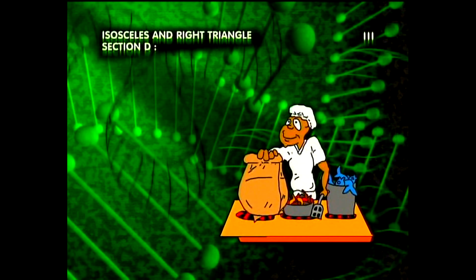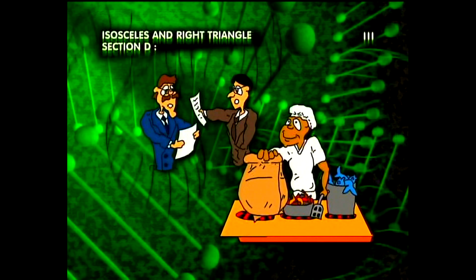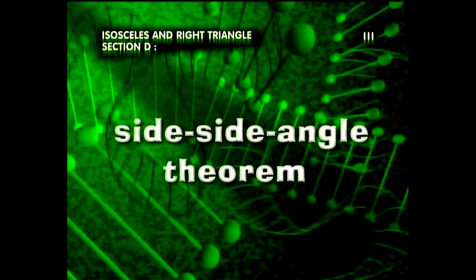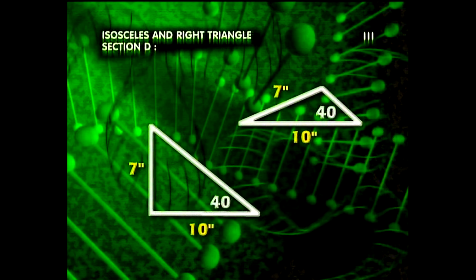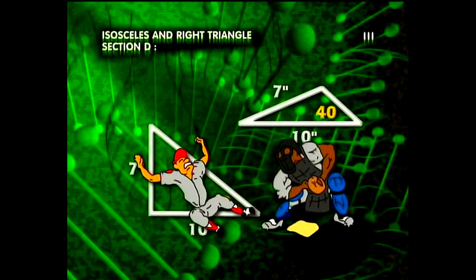Just like a free lunch or a peace treaty called NITO, there's no such thing as a side-side-angle theorem. Here's why. This is an example of two triangles with congruent pairs of sides and a congruent pair of non-included angles. But the triangles are certainly not congruent. They're not even in the same ballpark.